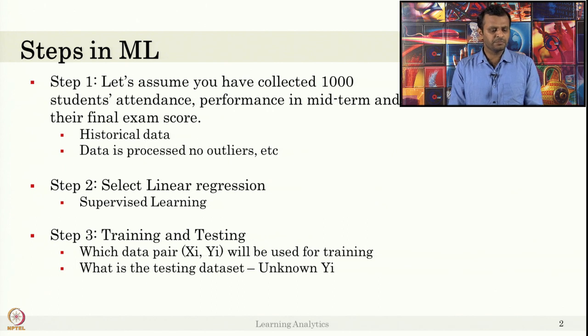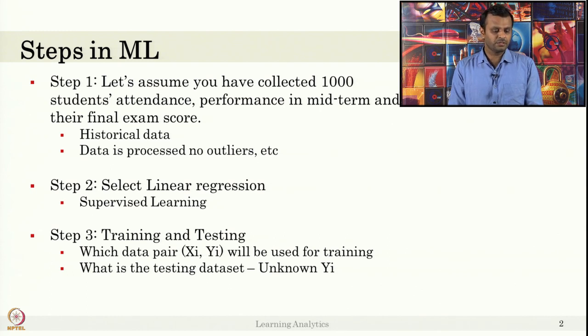In step 1, let us assume you have collected 1000 students' attendance, midterm performance, and also the final exam scores. Since I mentioned 1000 students, you may not have 1000 students in the current class. So, you have historical data, say students across 10 departments or 5 departments, or their scores across multiple courses. It is also possible that the same students' data from different courses makes up the 1000.